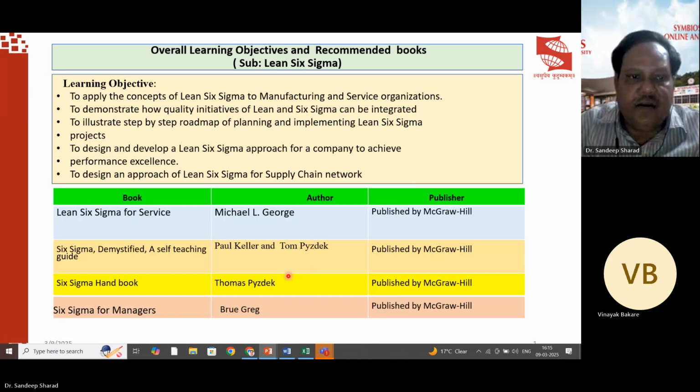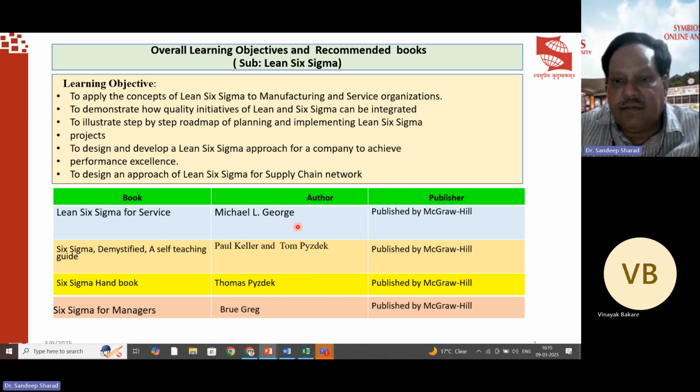Okay. Now coming to the books. That is Lean Six Sigma for Services, Michael L. George, publisher McGraw-Hill; Six Sigma Demystified, a self-teaching guide, Paul Keller, publisher again McGraw-Hill; Six Sigma Handbook, Thomas Pyzdek, publisher again McGraw-Hill; Six Sigma for Managers, Brue, and this is also published by McGraw-Hill.